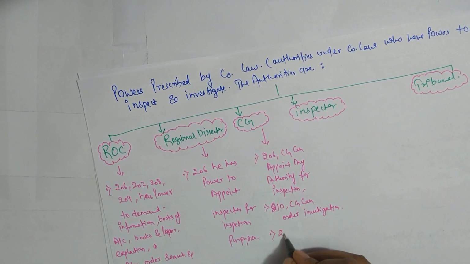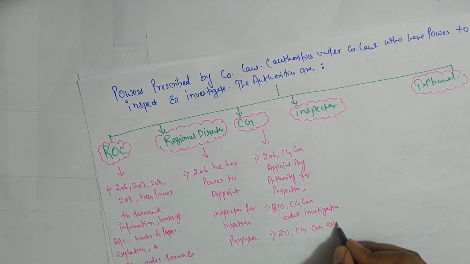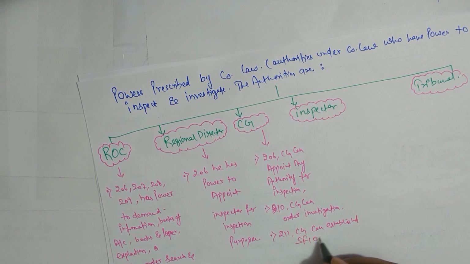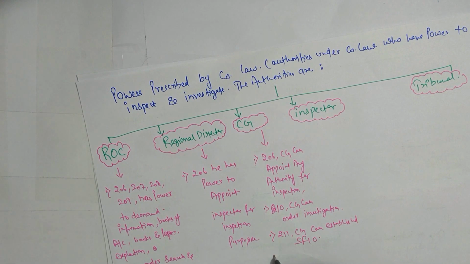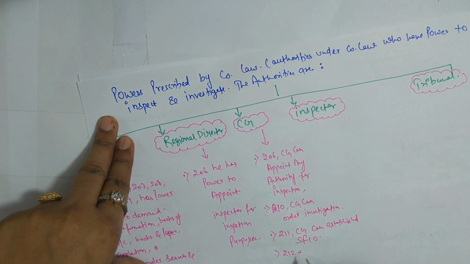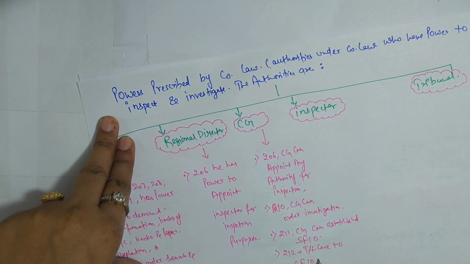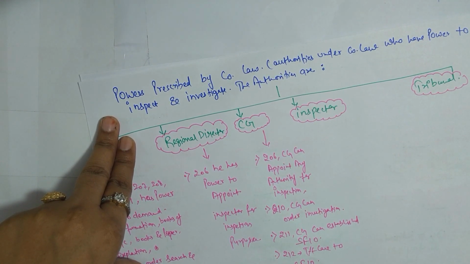Under section 211, CG can establish SFIO. You already know that SFIO is the Serious Fraud Investigation Office. Under section 212, CG can transfer cases to SFIO. And under section 224, CG can take appropriate action.